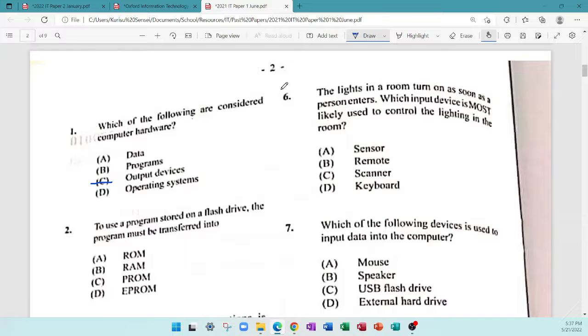Yes, I can see. So data is raw facts and figures, things that we cannot understand. We can't say unprocessed information, because how do we get unprocessed information? Information is already processed.